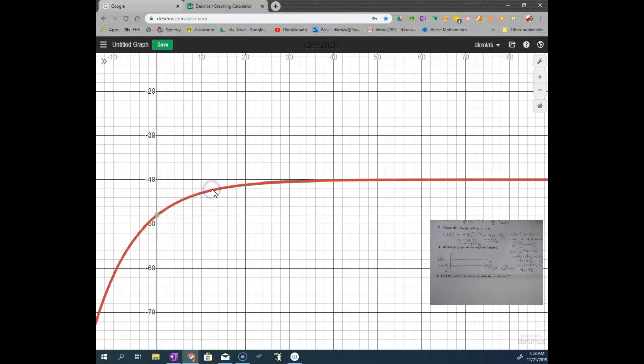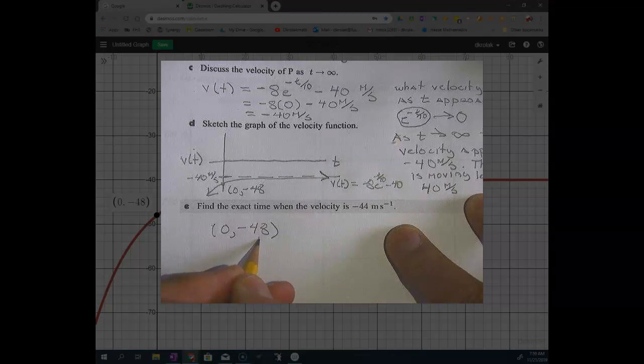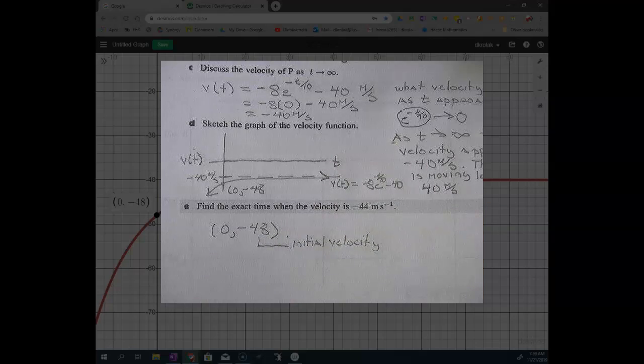When I put a point on this graph, what do the coordinates of this point tell me right now? What do those numbers mean, Jesse? The point 0, negative 48, which is the y-intercept. Say that again, what's it telling us about? Right, that's your initial velocity. And now we want to know, when's that velocity going to be negative 44?